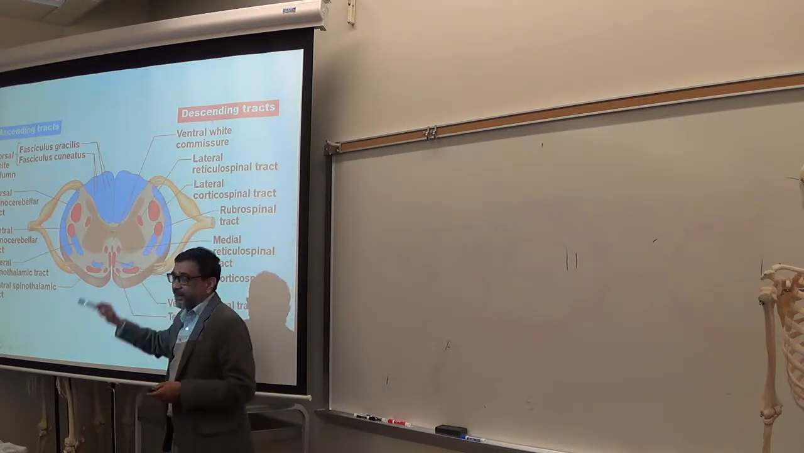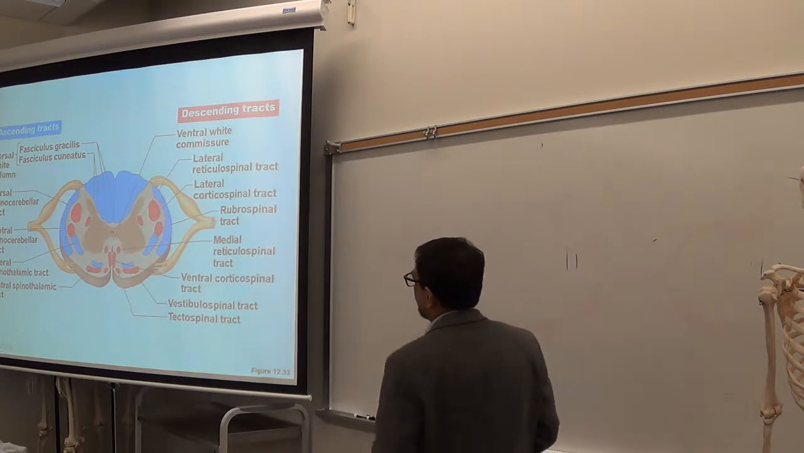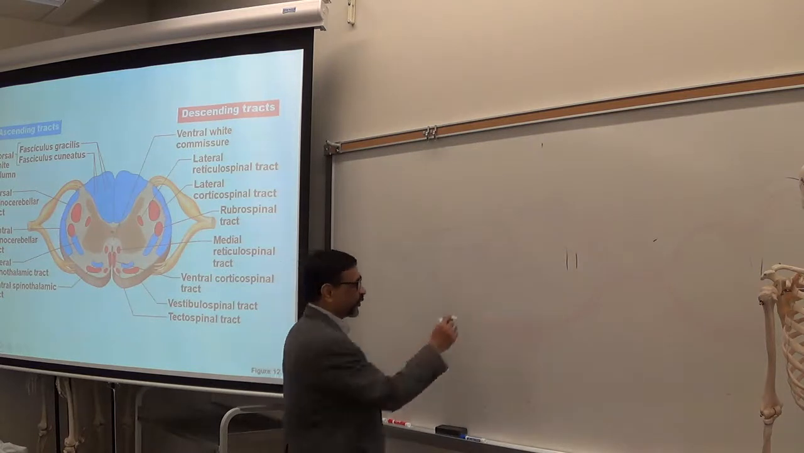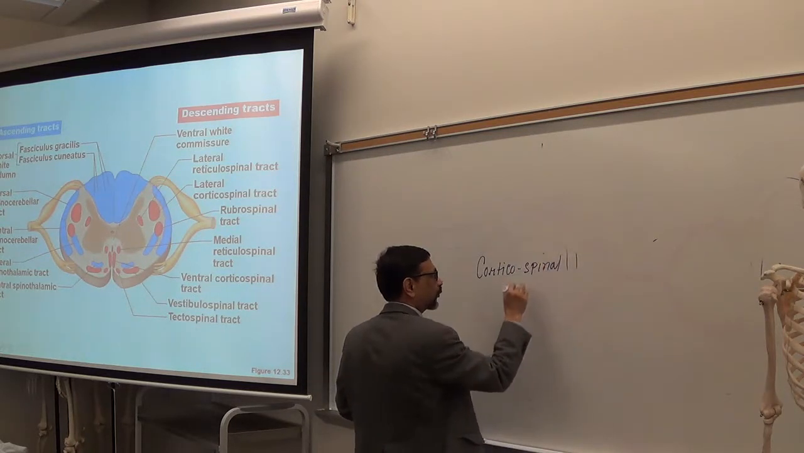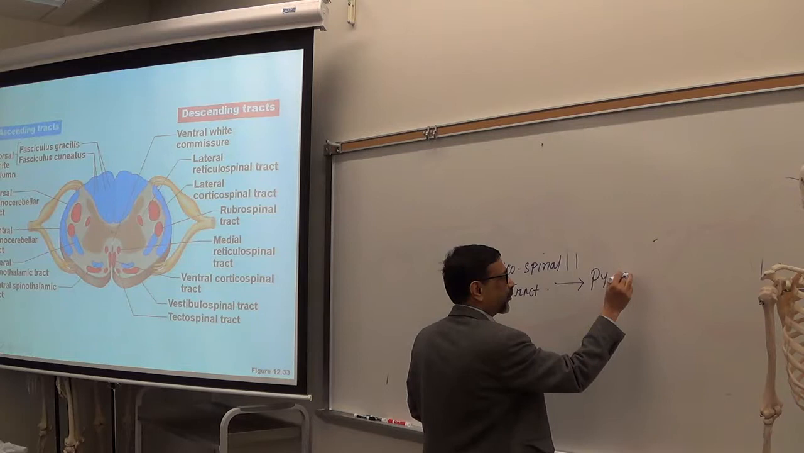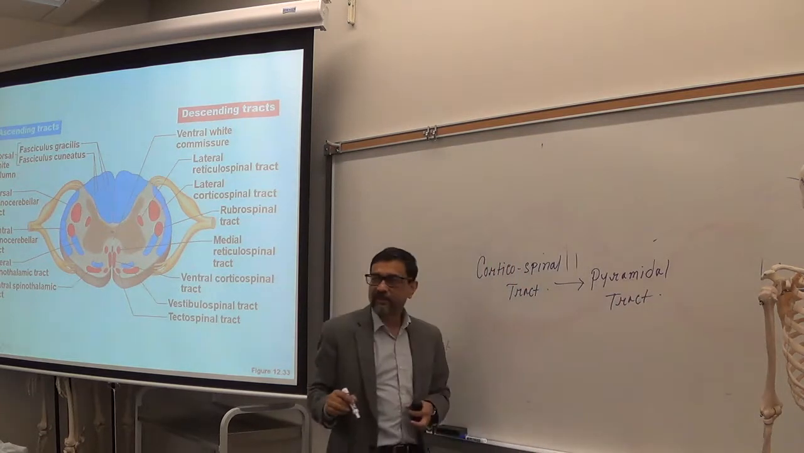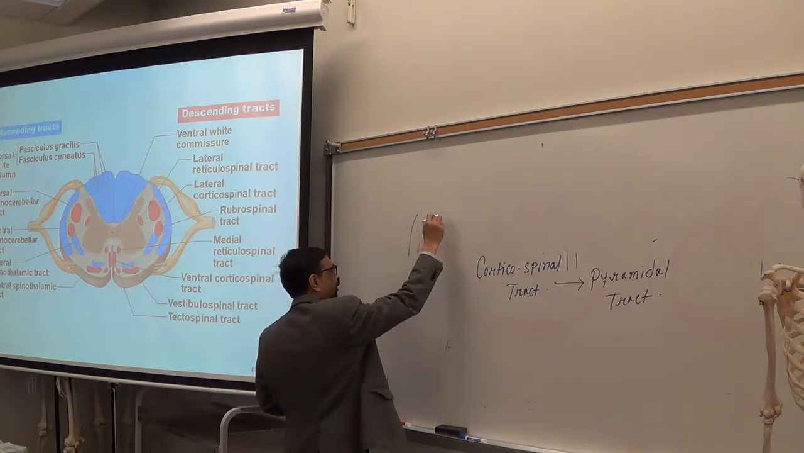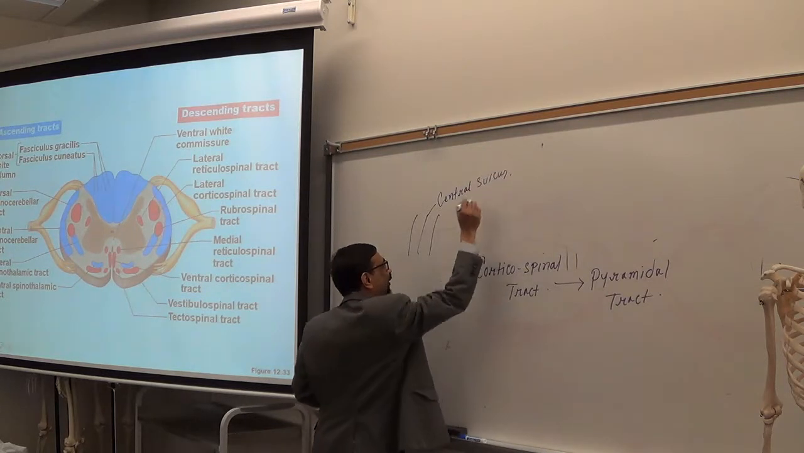Now, if you see the red ones, these are the motor tracts, right? Motor tracts, or descending tracts. The most powerful, most important motor tract is called corticospinal, which is also known as the pyramidal tract. Do you remember in the cerebrum you have the central sulcus? Remember that? Yes. Okay, good. This is the central sulcus.